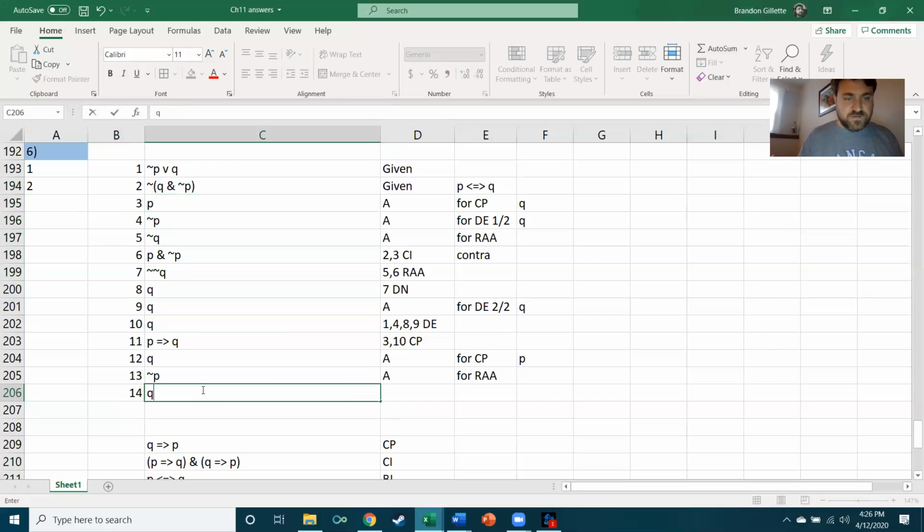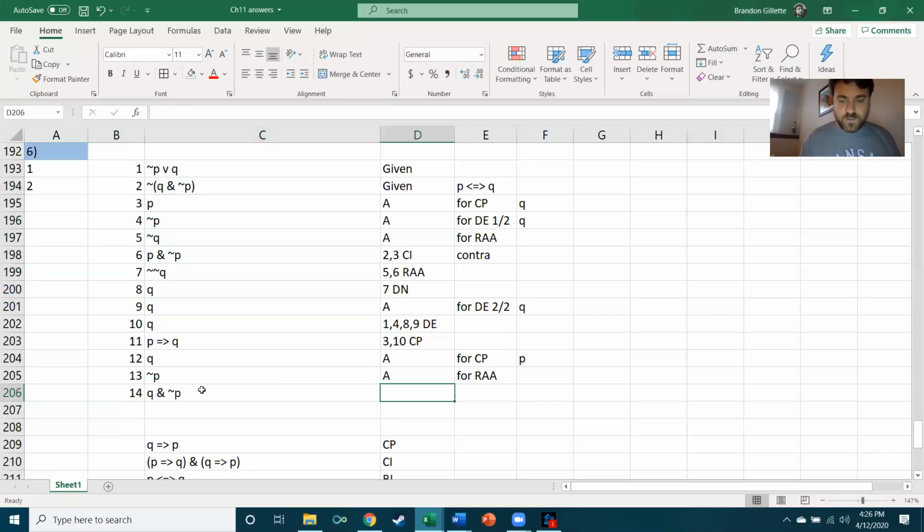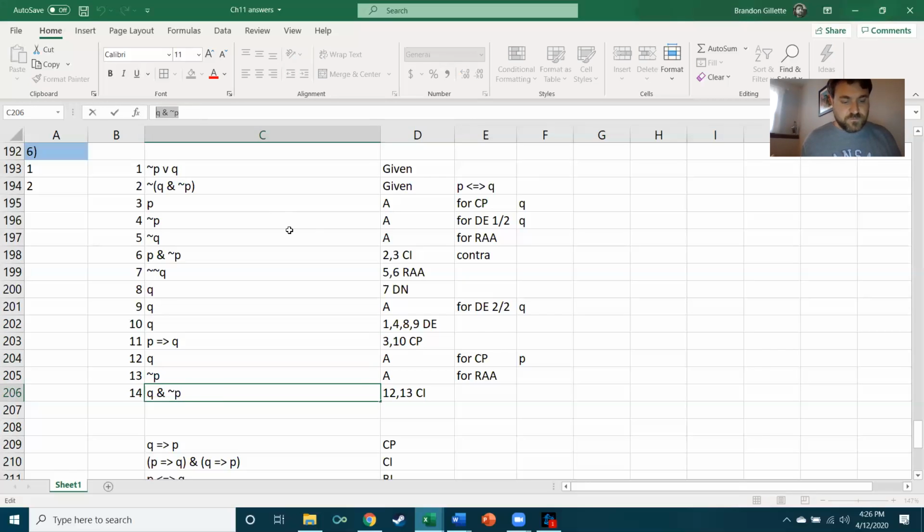We're going to just put together Q and, that's the wrong button, not P. That's just 12 and 13 conjunction introduction, right? If you have any two lines, you can just stick them together with an and. Now notice that line 14 and line 2 contradict one another. So I'm going to make judicious use of the copy and paste tool.